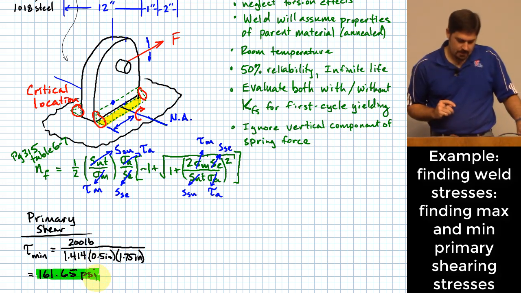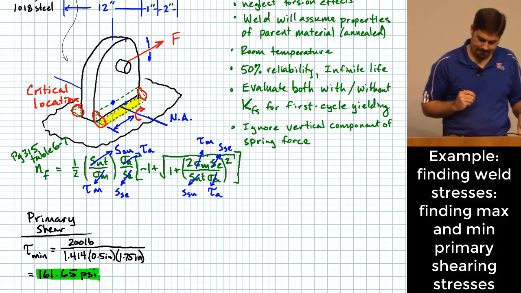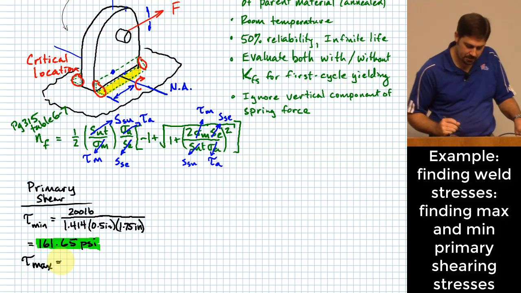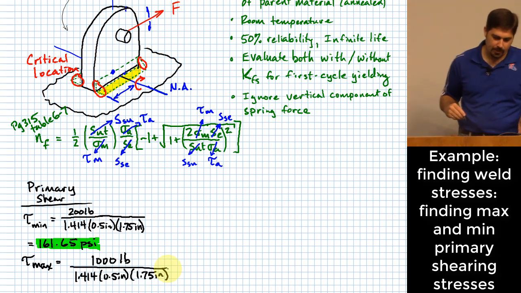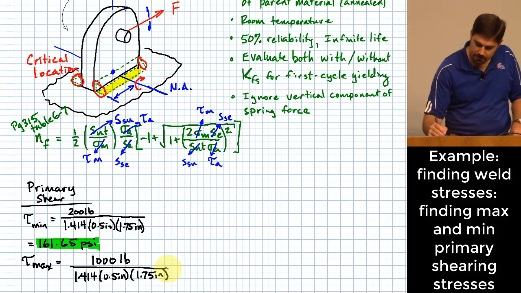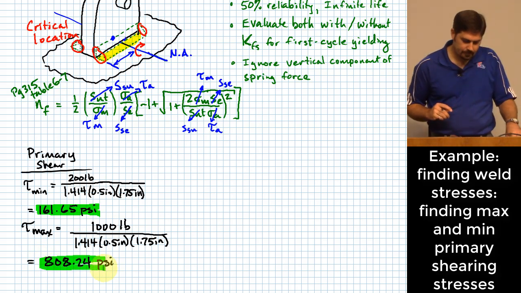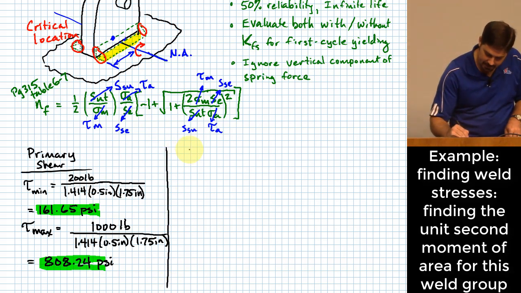Okay. I'm going to highlight that so it's easy to find later. All right. Then what? Okay, we can do primary shear at the maximum end of the scale, or when the spring is stretched to its maximum. So that'll be 1,000 pounds over the same denominator. Okay, and when we plug that in, it ends up giving us 808.24 psi. Okay, so there's primary shear. That's kind of the slightly easier part, although secondary shear is not that bad either.